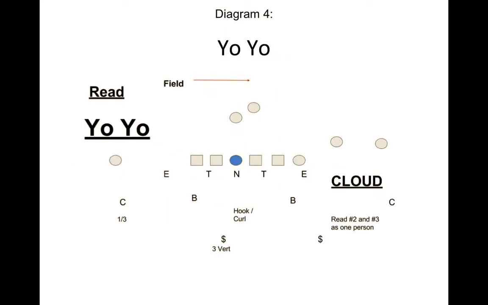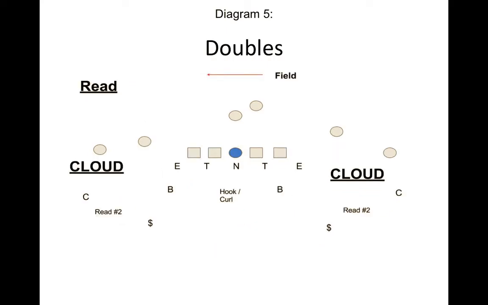So trips, we call yo-yo. Yo-yo means the backside safety is going to poach 3 vertical, and if 3 is not vertical, he will help the corner to the weak side.